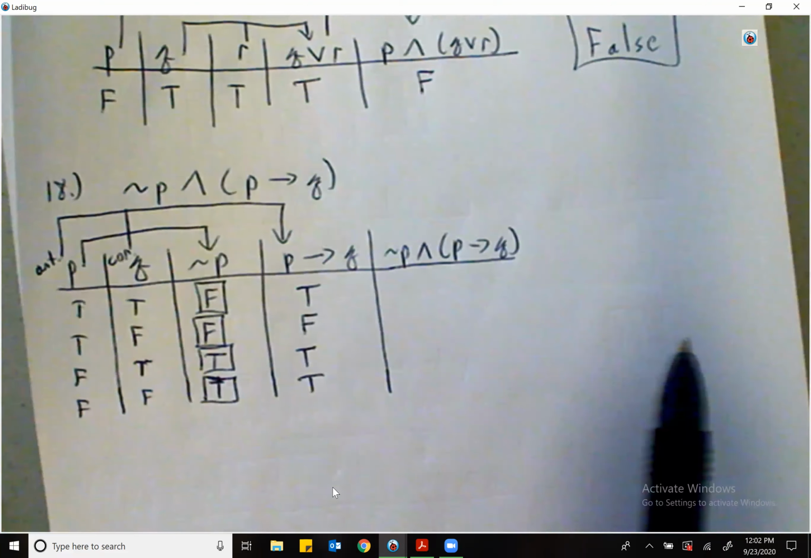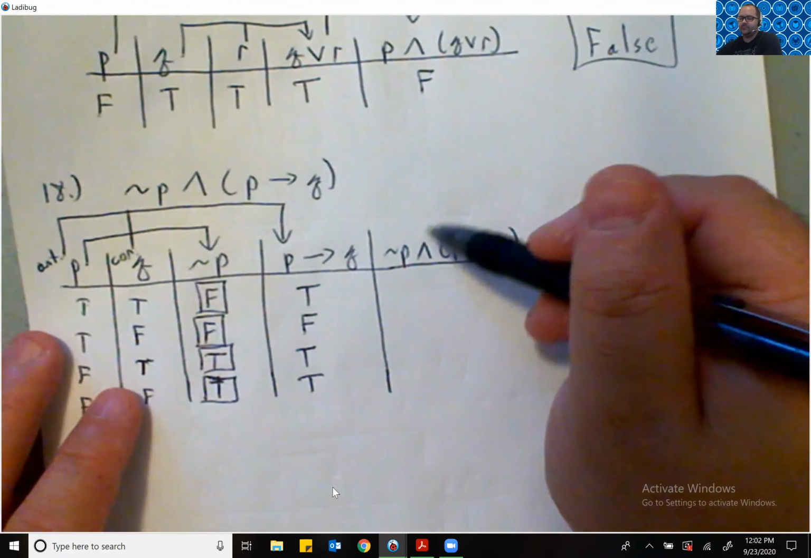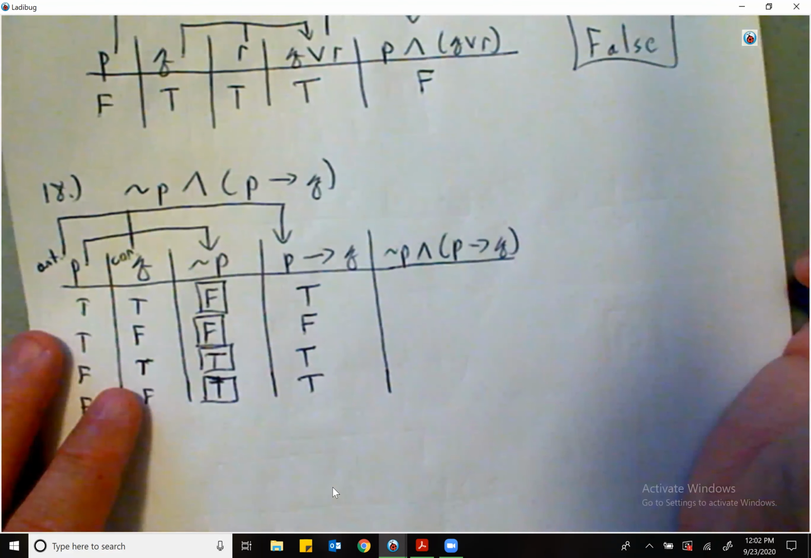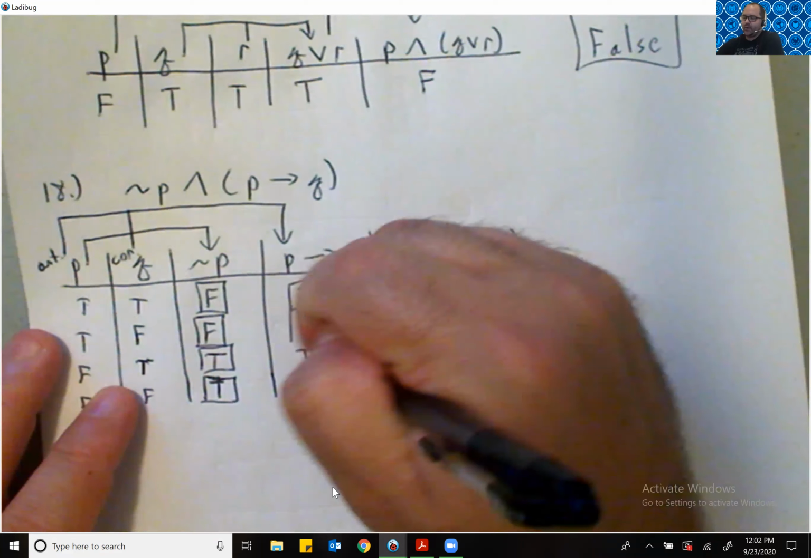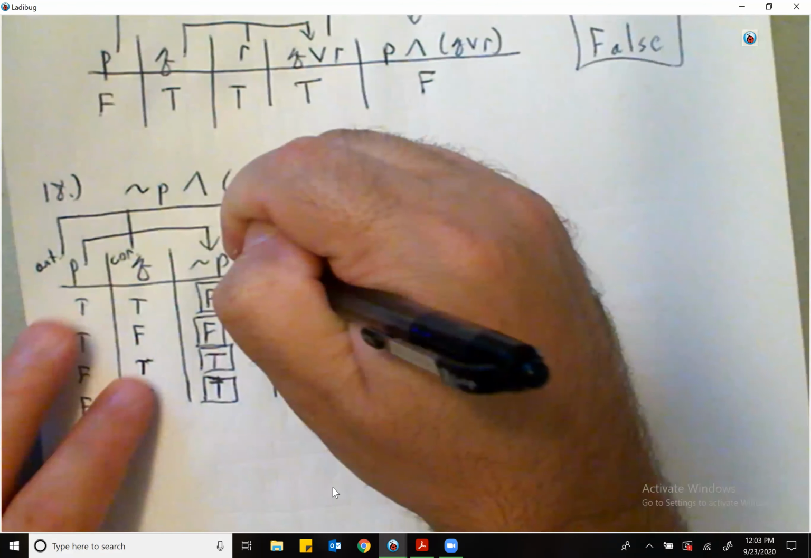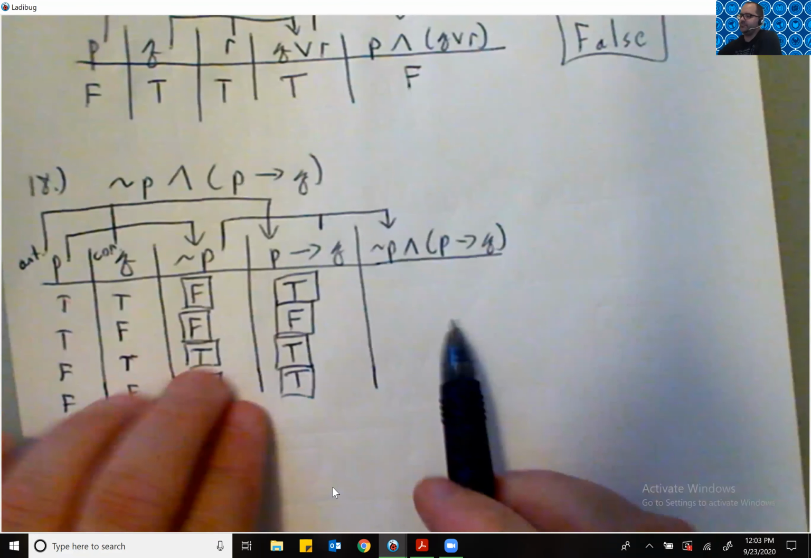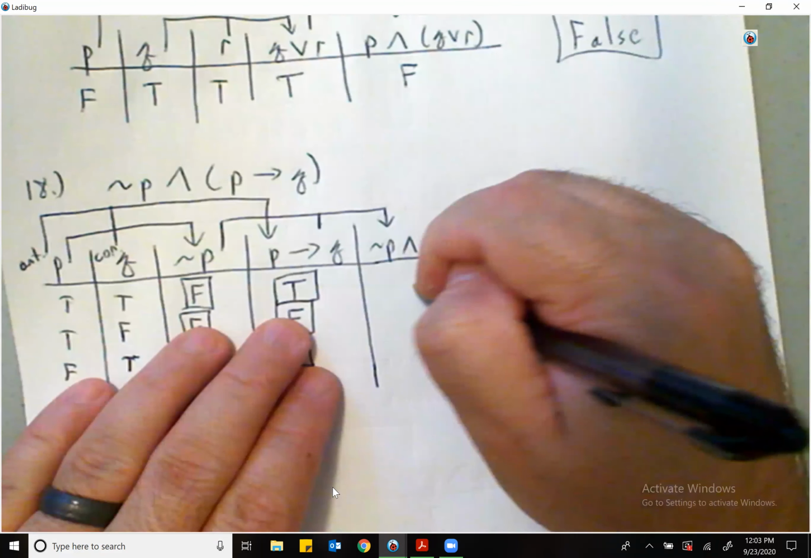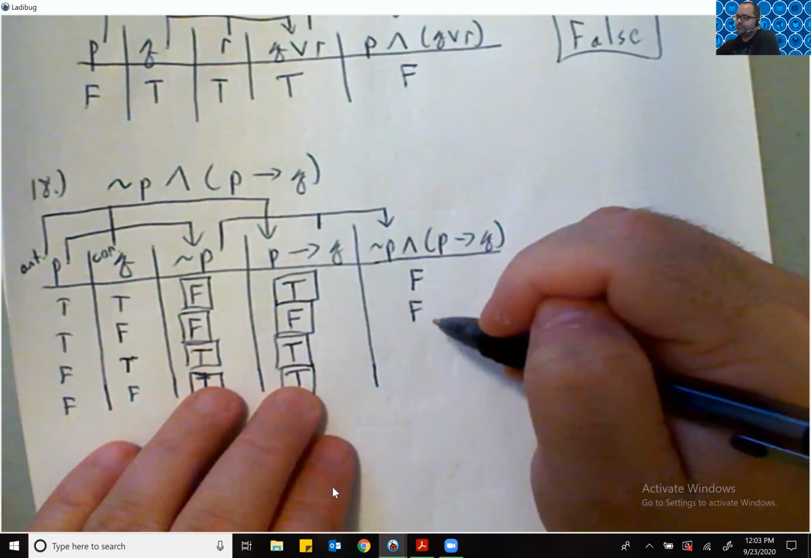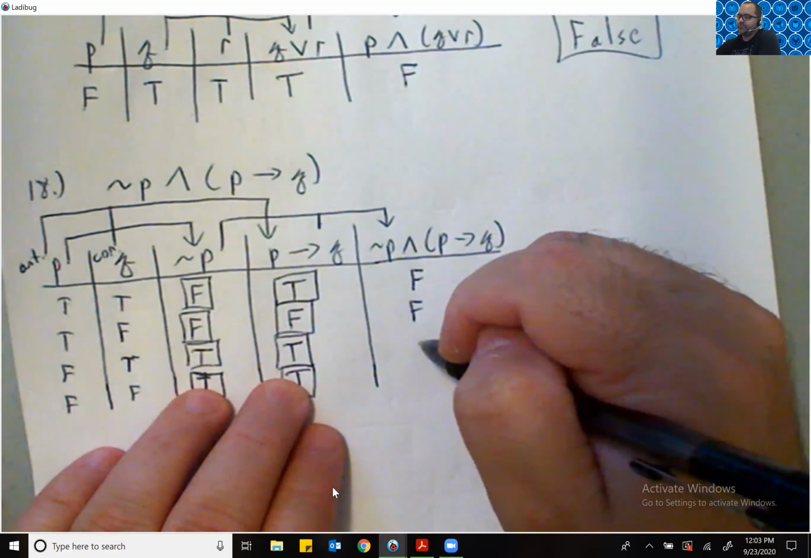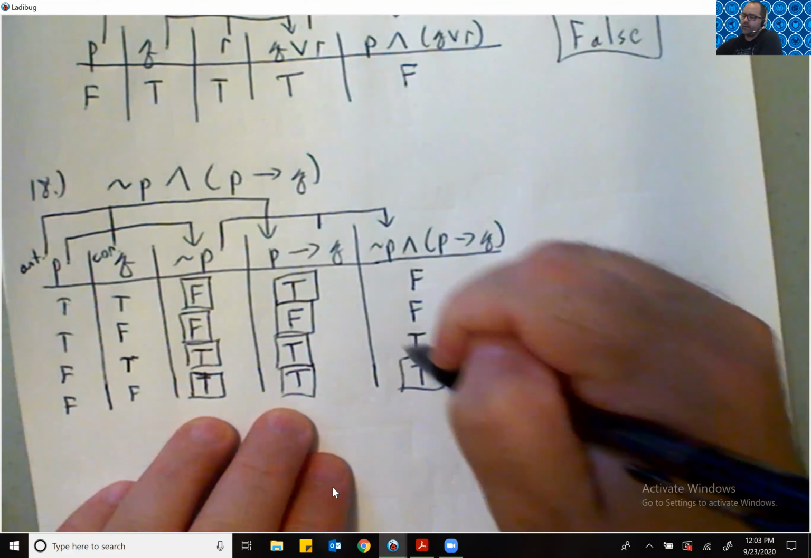All right. So now that we got that done, over here we're going to do an and. Which two columns are we going to look at for the and? The third one and the fourth one. Yep. And ands are only true if they're both true. So, false, true: false. False, false: false. True, true: true. True, true: true. There you go. You just got to go in and put in your letters.